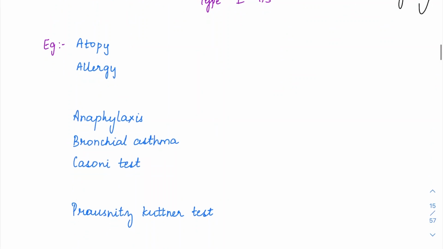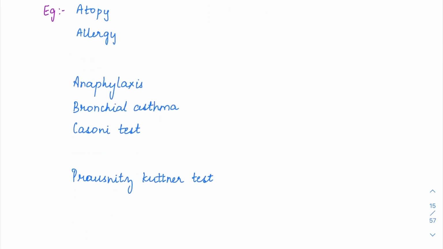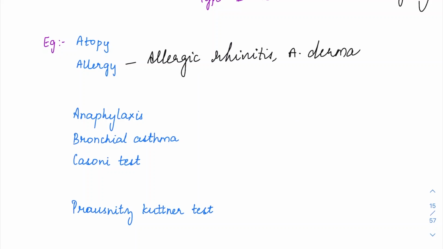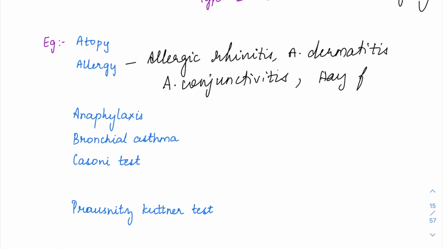Okay. So let's see the examples of type 1 hypersensitivity reaction, which are atopy, allergy, anaphylaxis, bronchial asthma, Casoni's test, and Prausnitz-Küstner test. So allergic reactions to any pollen grains, dust particles, or allergic rhinitis, as we call it, allergic dermatitis, then we have allergic conjunctivitis. All of these are going to be examples of type 1 hypersensitivity. We also have hay fever.